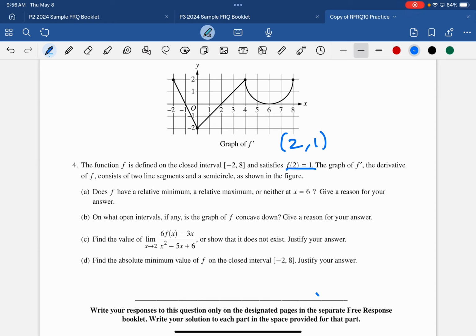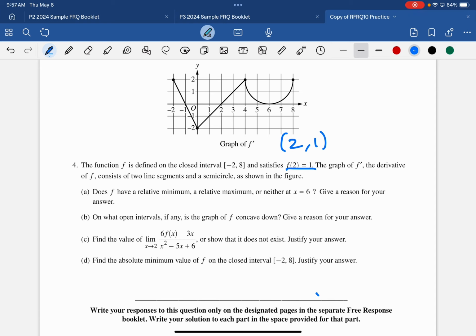Not this graph. This graph is the derivative of f. The graph of f prime, the derivative of f, I just said that, consists of 2 line segments and a semicircle. This is important to know. If they tell you stuff like that, you're probably going to be using geometry to solve for the integral.